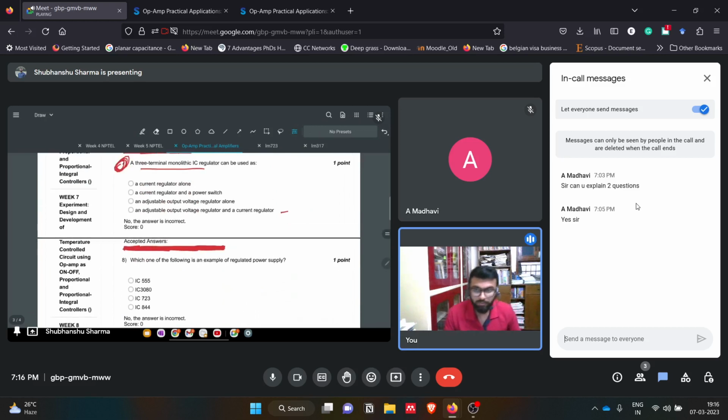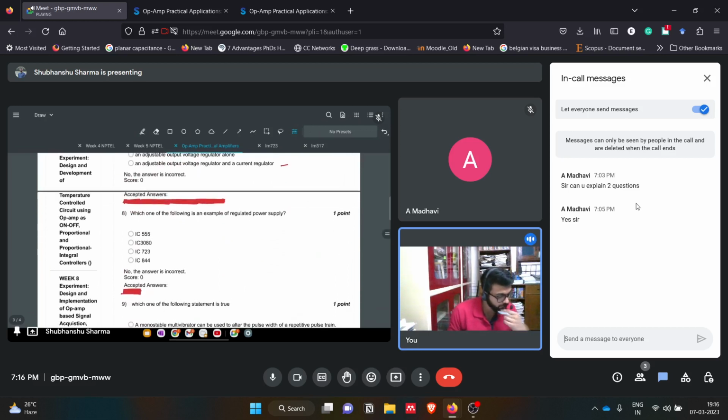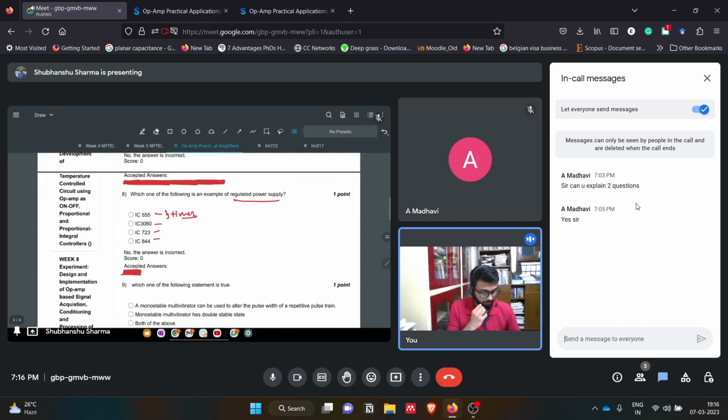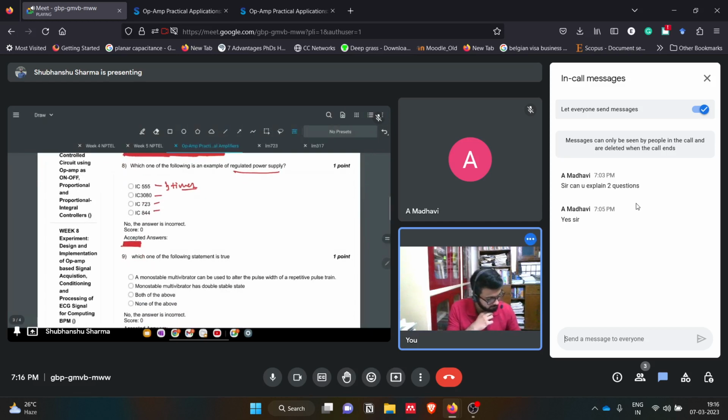So moving to the next question. Which one of the following is an example of a regulated power supply? You can simply go through the data sheets of these ICs and check. I think this is the timer IC, that is IC 555. You can go with the data sheet and check which can be used as a regulated power supply. So that is also very easy.